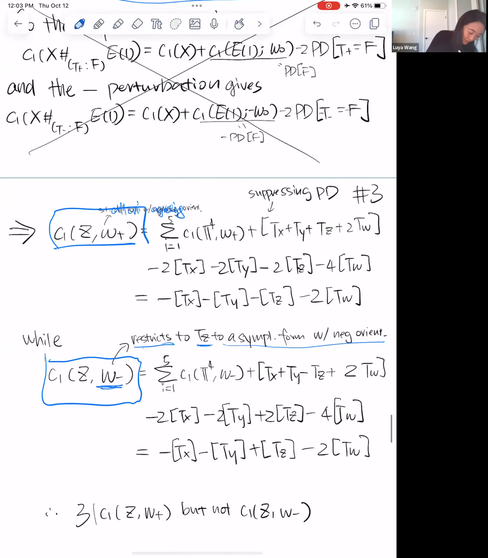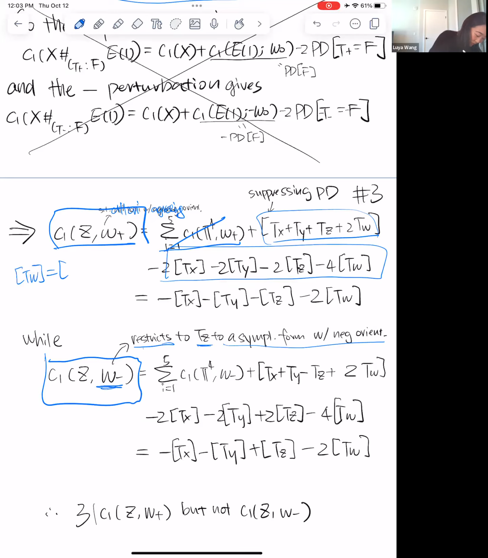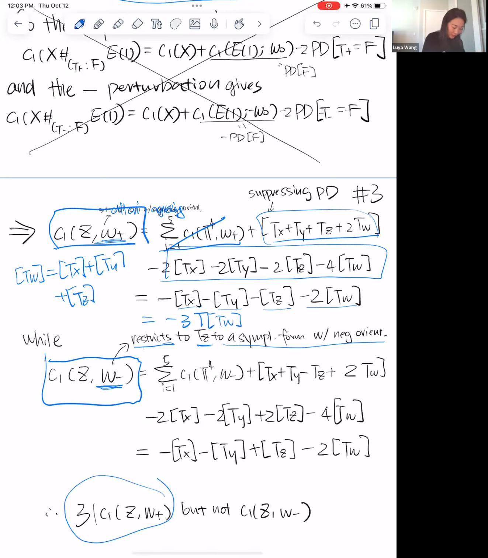Then C1 of T4 is just 0, and you just look at the right-hand side, and then you subtract 2 of... maybe one thing I didn't tell you is TW is equal to TX plus TY plus TZ, that's it. So if you compute the plus form, you will get minus TX minus TY minus TZ minus 2 TW. So this is minus 3 TW. So 3 divides it.